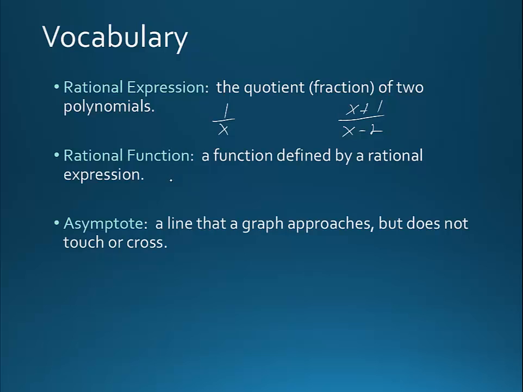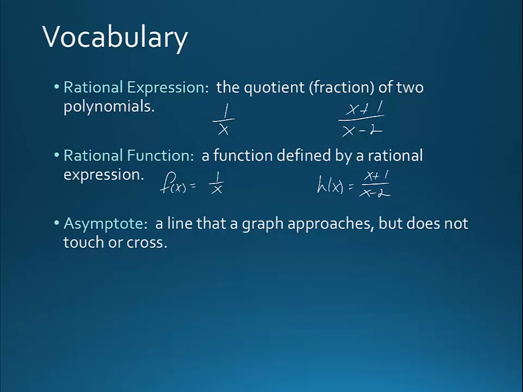Now, a rational function is a function defined by a rational expression. So f of x equals 1 over x would be a rational function. And then h of x equals x plus 1 over x minus 2 would be a rational function. Now, asymptote, we've seen this before. It's a line that a graph approaches but does not touch or cross.